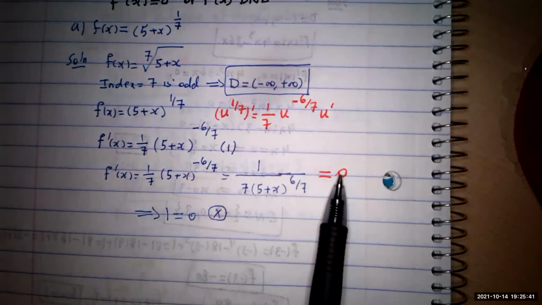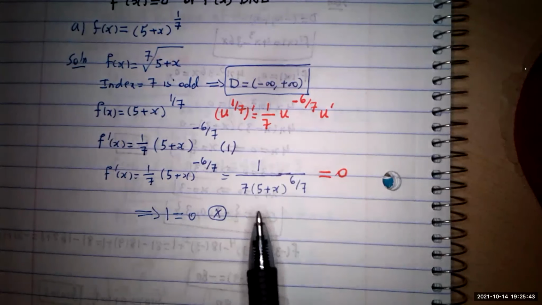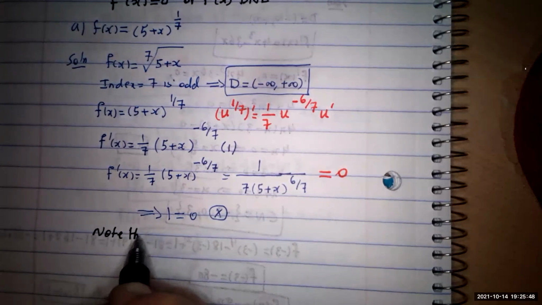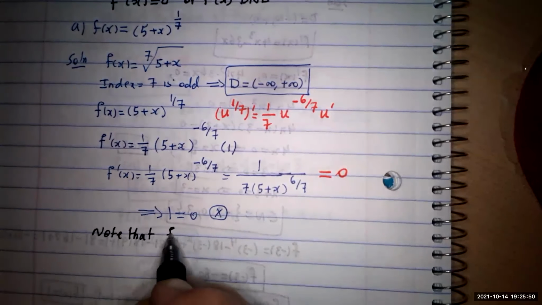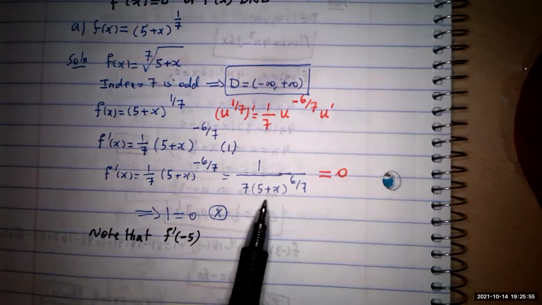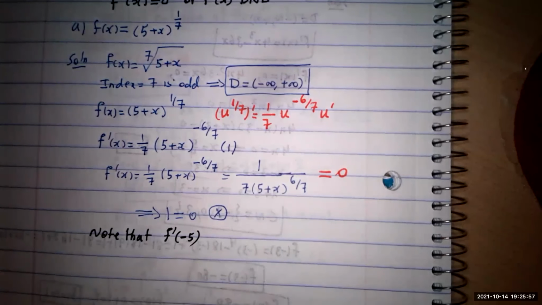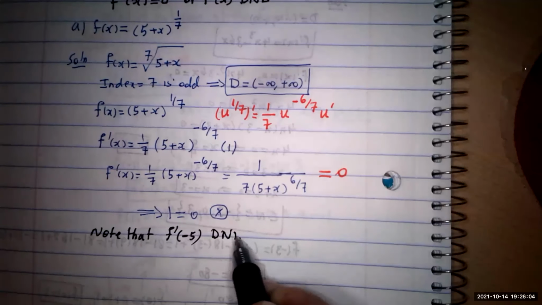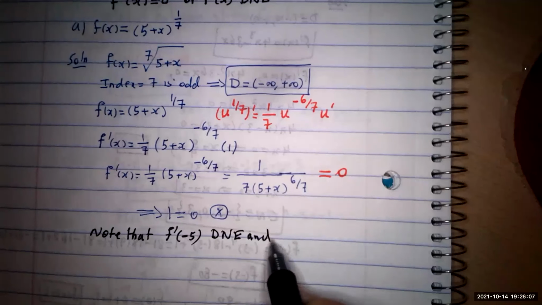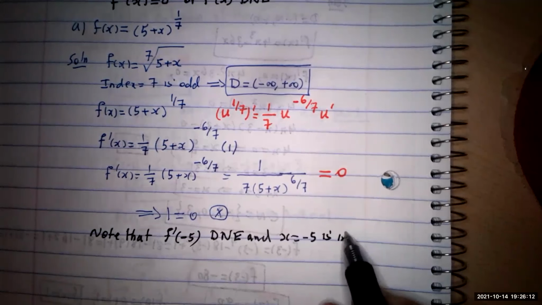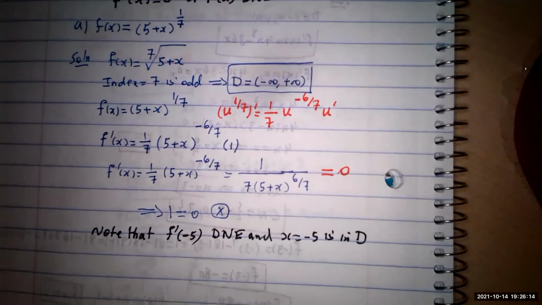We did f prime equal to 0, we didn't get anything. But note that f prime of -5, because the denominator would be 0, whatever value makes the denominator 0. Note that f prime of -5 does not exist. And more important, x equal to -5 is in the domain of the function.